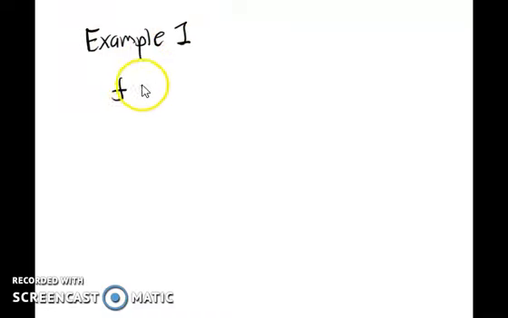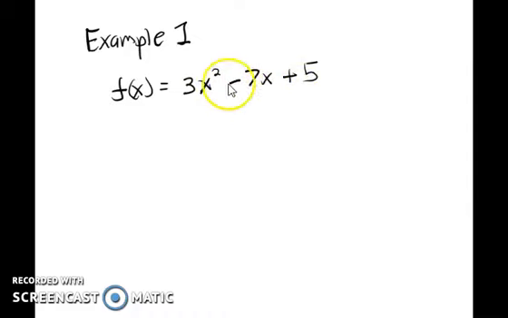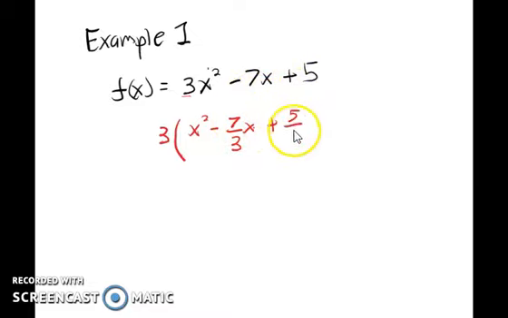Now I choose f(x), and here I have 3x squared minus 7x plus 5. So I make the equation a bit difficult for us to apply the completing the square method. The first step, we have to remove the a. We move the a outside, we factorize it, and each of these we divide by 3. So it's minus 7 over 3 x, and here's plus 5 over 3. This is step 1.